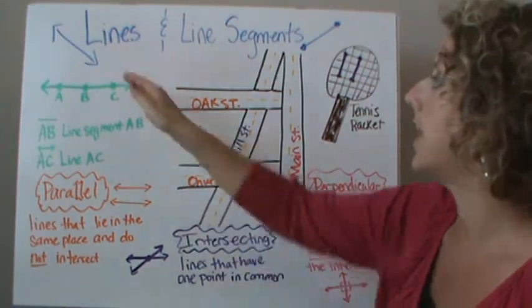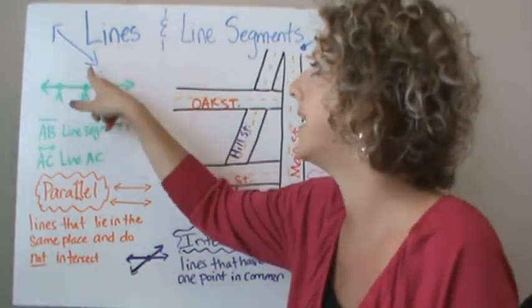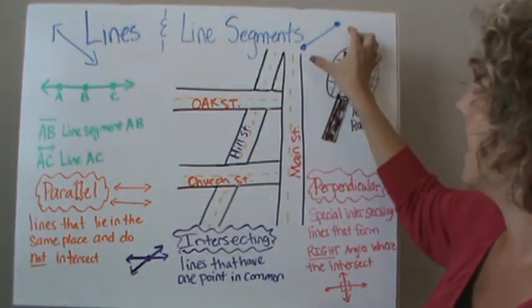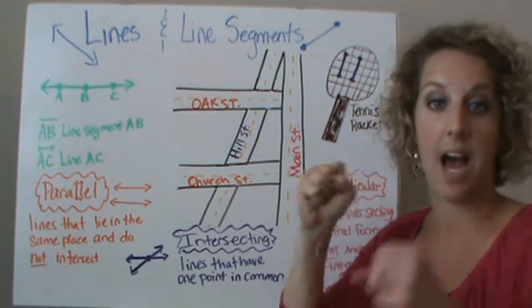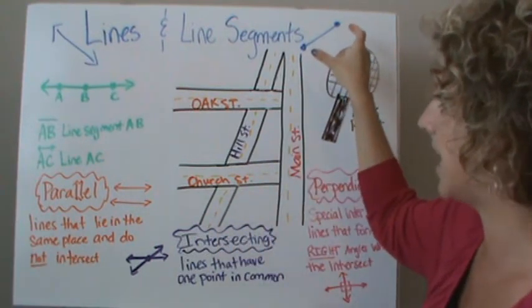Okay, let's look closer at lines and line segments. Again, a line has an arrow pointing both ways. A line segment has 2 endpoints, so it stops. A line segment stops. It's just a piece of a line.